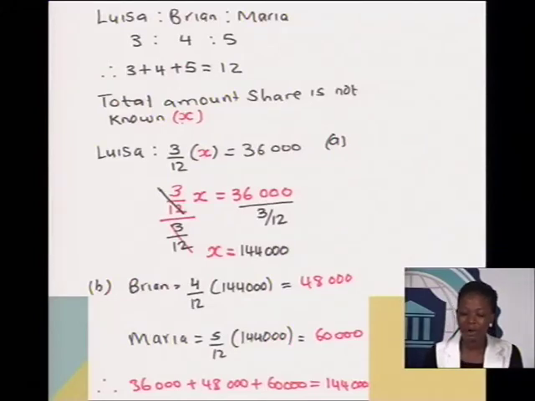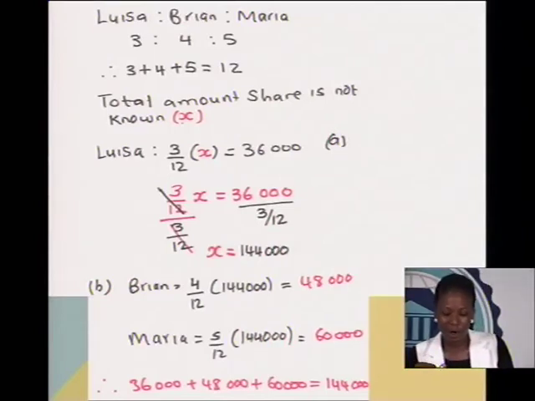Now we got the total amount that was shared, which was 144,000. Okay? For you to confirm if this is correct, you take 3 over 12, you multiply it with that amount, then you should get 36,000. If you do not get 36,000, then it means something has gone wrong somewhere. But this is correct because we can confirm it right there. Now that we got the total proceedings, we can find the shares of Brian and Maria.